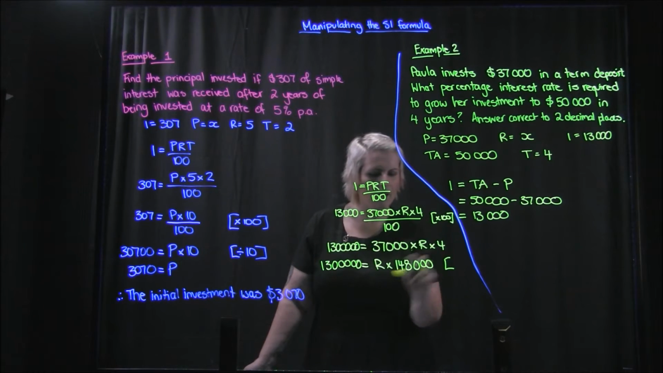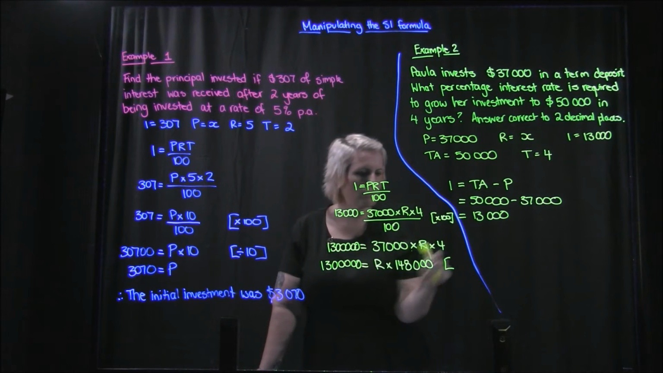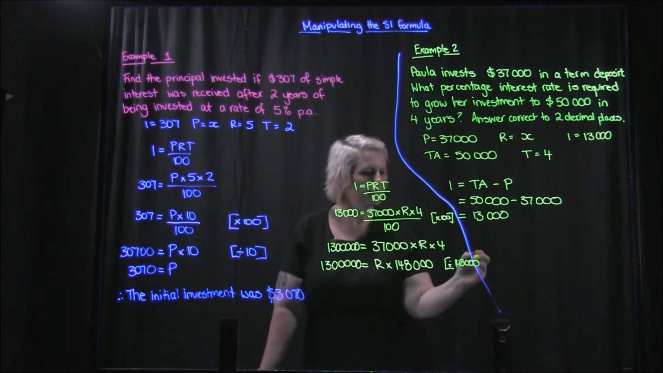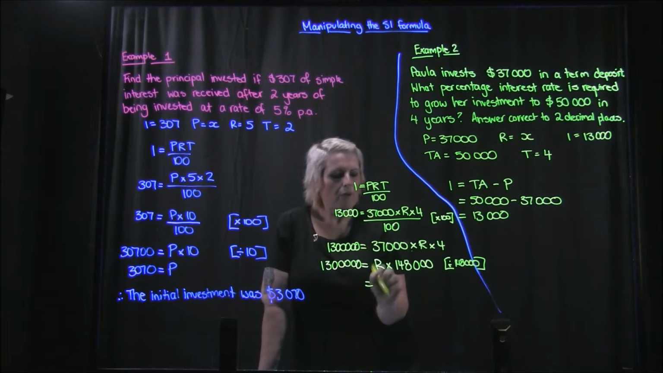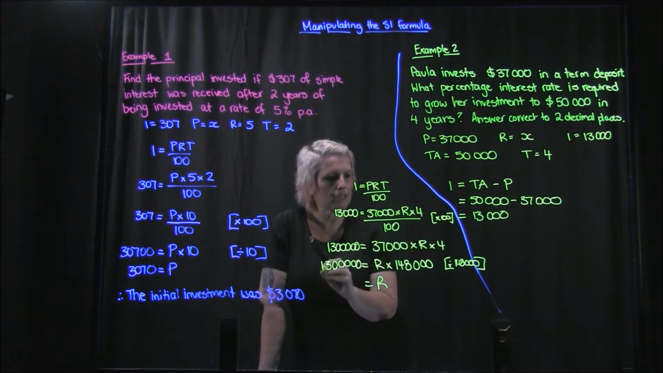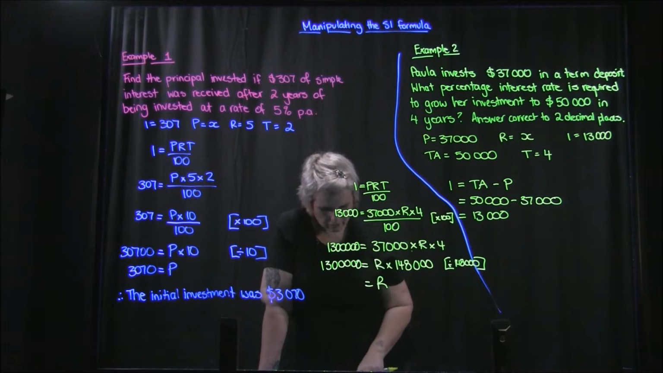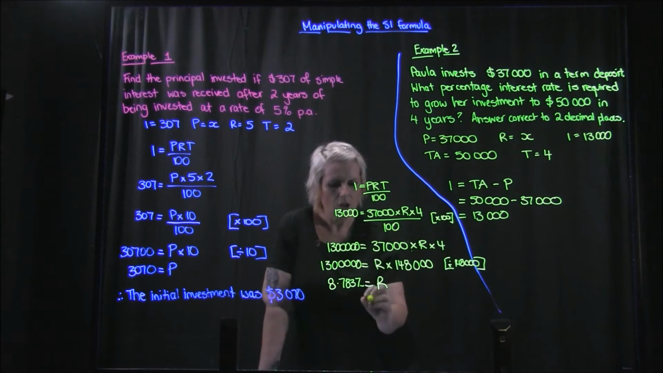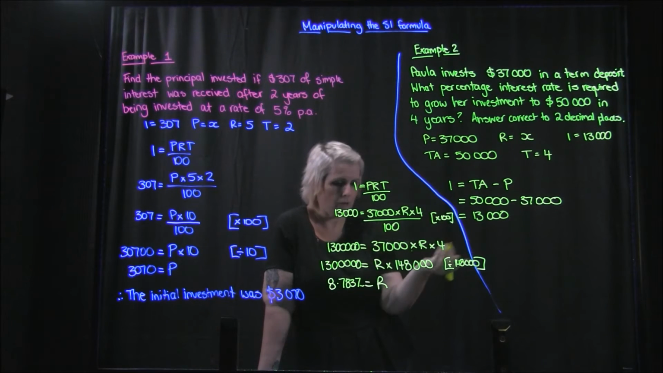But what we're going to do now is, because we're multiplying by this, we're going to divide on both sides by 148,000. That will cancel this out and leave R on its own. And over here, it just means we're going to divide by 148,000. When we do that, we end up with 8.7837, and it continues. So it does tell us up here that we can round to 2 decimal places.